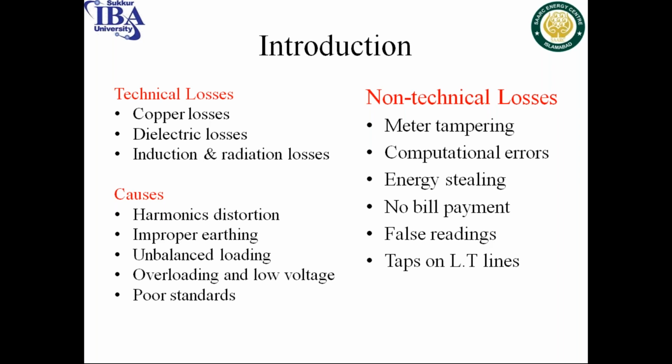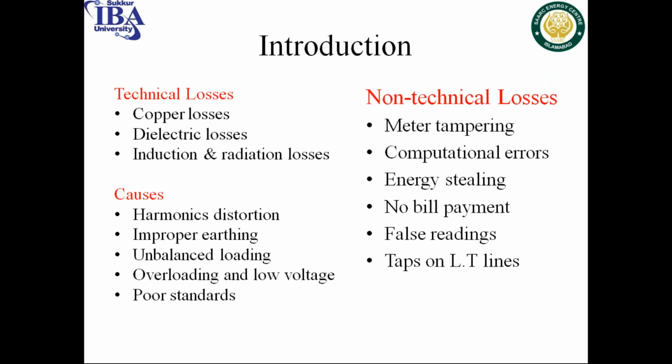What are the types of these losses? Copper losses, I squared R losses, and dielectric losses, which occur due to the dielectric material nowadays used as insulation in different electrical equipment. Then there are induction losses and radiation losses, which occur due to the surrounding magnetic fields. So these are some types of technical losses.